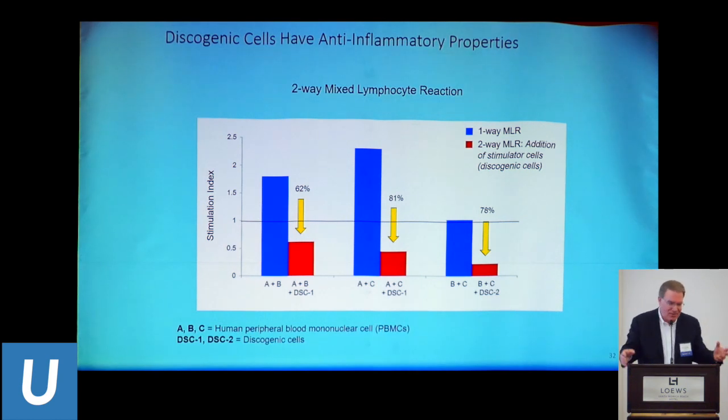So in a two-way MLR, you take two unrelated mononuclear cell populations that have BrdU in them. And of course, if you pit two unrelated mononuclear cell populations against each other, they proliferate. And so that's the blue bar there. You add cell populations A and B, or A and C and B and C, you see an increased expression of BrdU because the cells are proliferating as they fight each other. When we add discogenic cells to that mix, we mitigate that response.